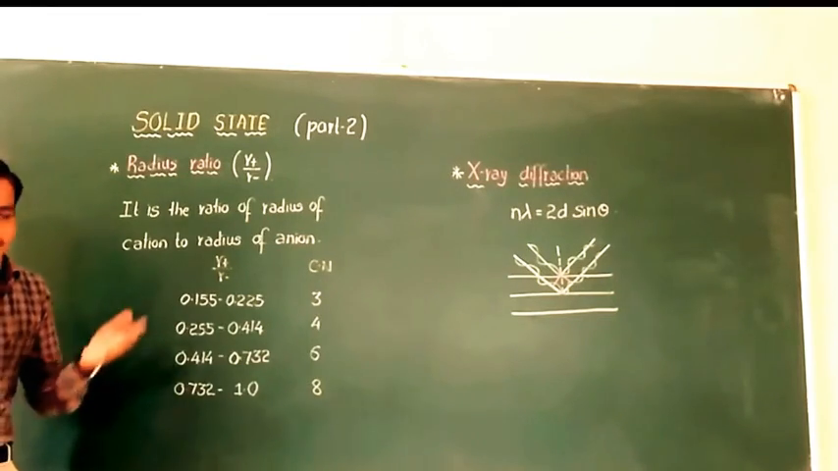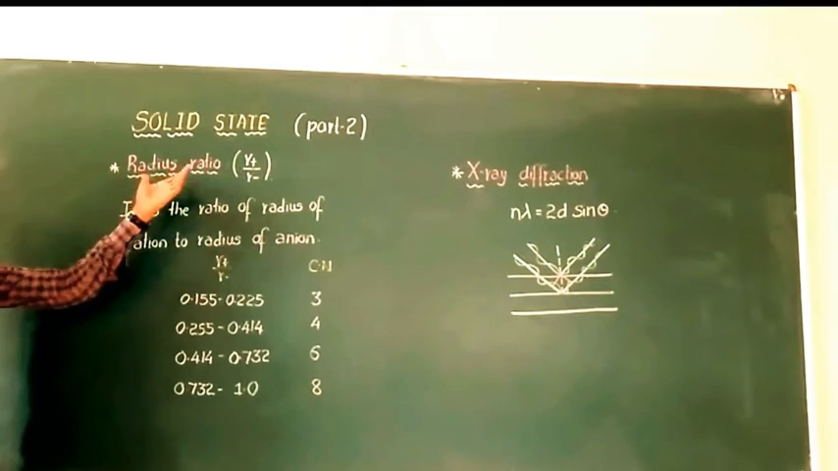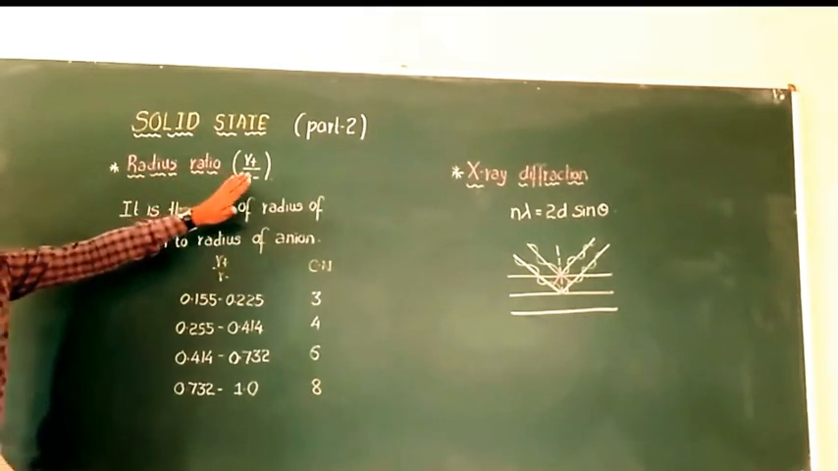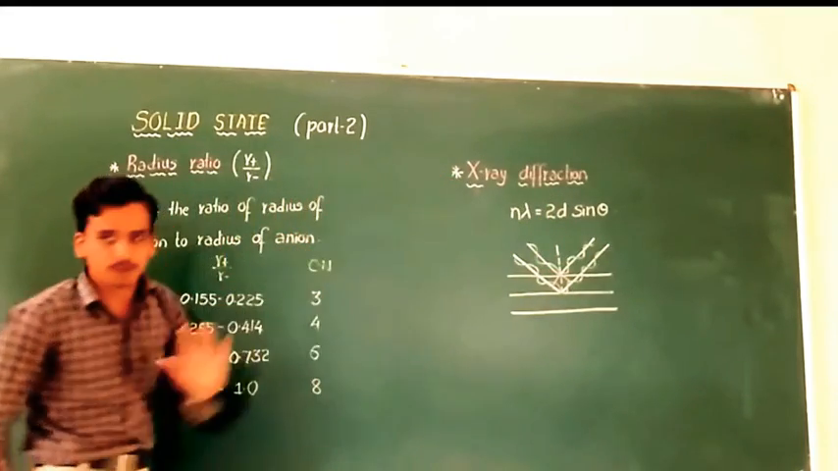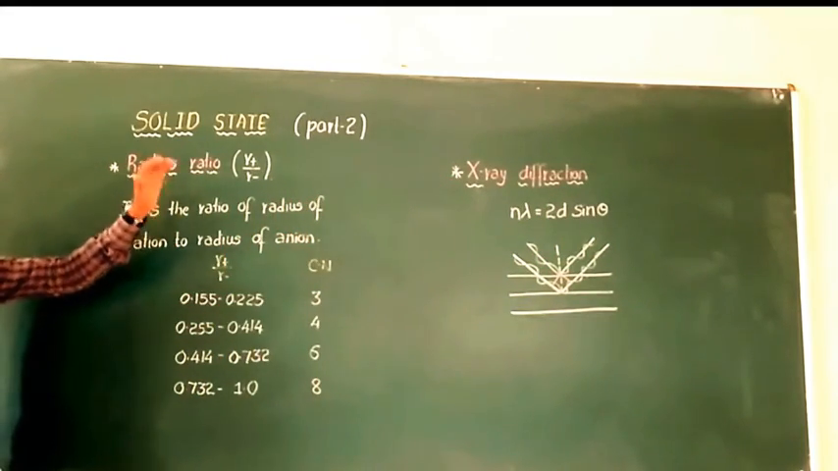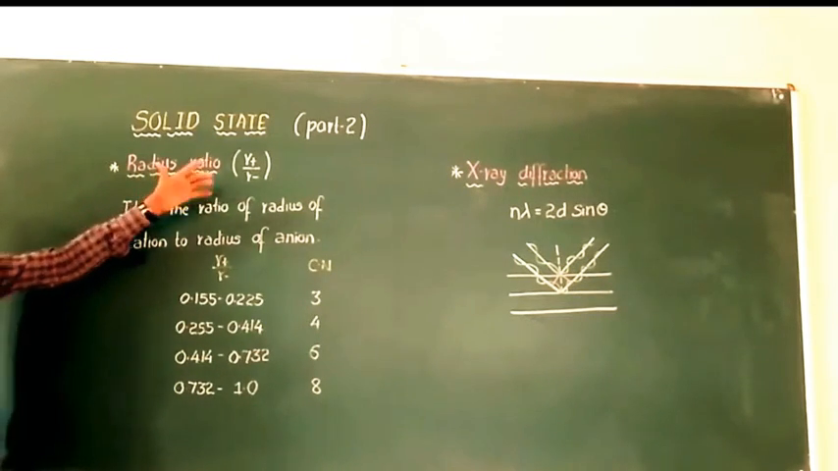In this video I am going to consider the second part of the solid state chapter. The remaining parts in that chapter are radius ratio and the X-ray diffraction concept. Before these points, you already studied part 1 in the earlier video, you can check that link. And in this video, that is radius ratio.